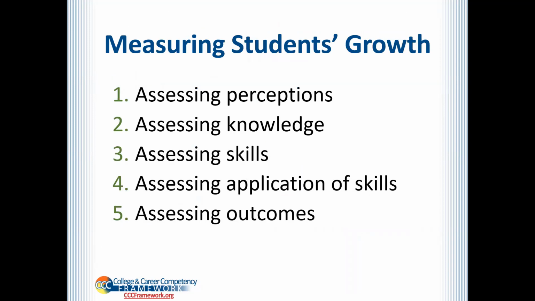There are numerous ways to measure students' social emotional growth. Today, we will briefly go over a few methods for assessing perceptions, knowledge, skills, application of skills, and outcomes. Risk screeners evaluate broad social emotional constructs, but growth measures need to be directly tied to the skills that are being taught.